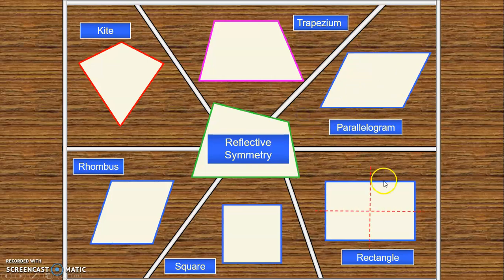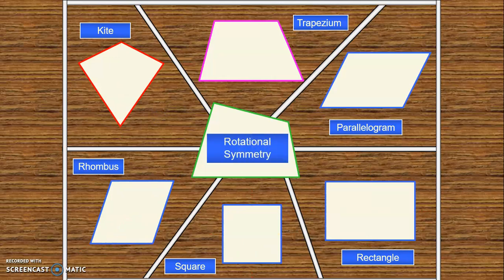While a rectangle has two reflective symmetries. A square has four reflective symmetries: 1, 2, 3, and 4. A rhombus has two reflective symmetries: 1 and 2. While the kite has one reflective symmetry. In the next lesson, I will discuss more about reflective symmetry.